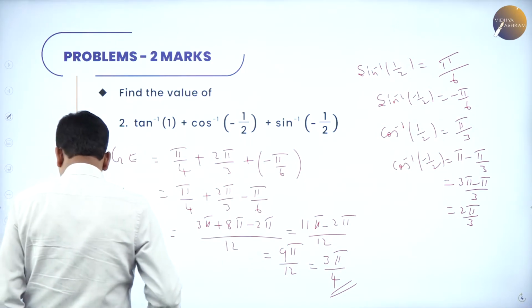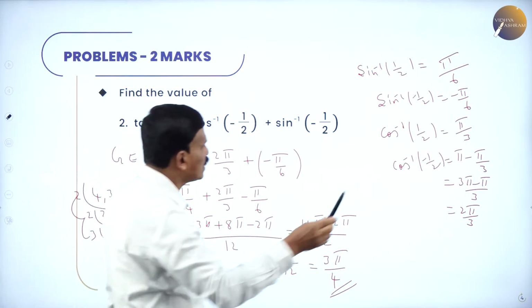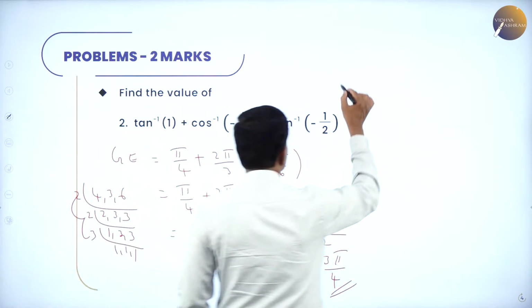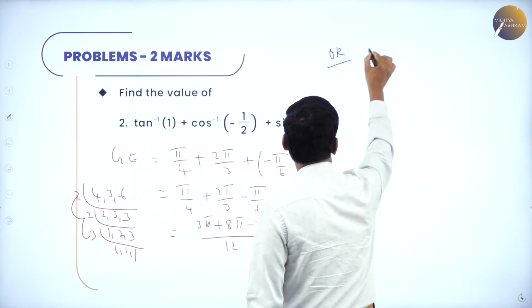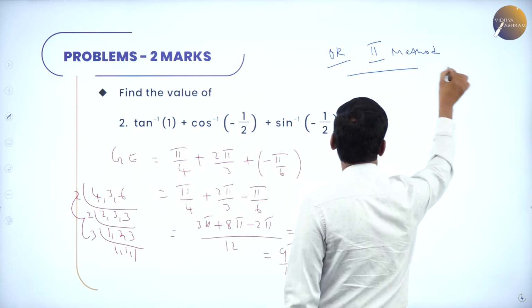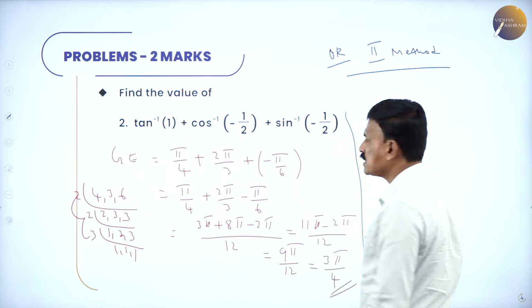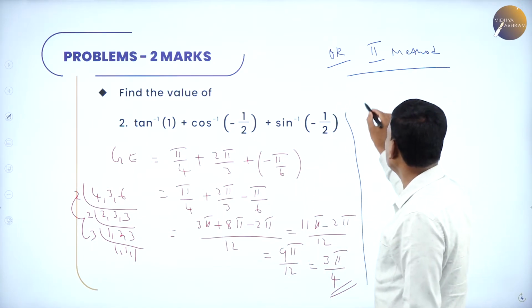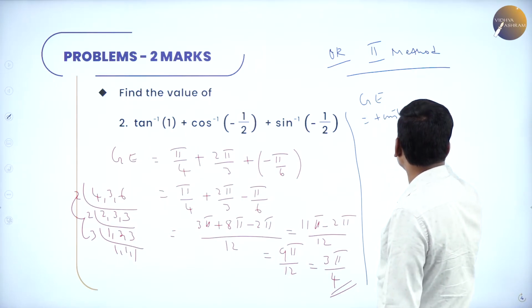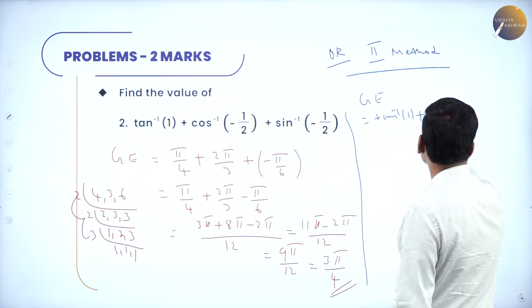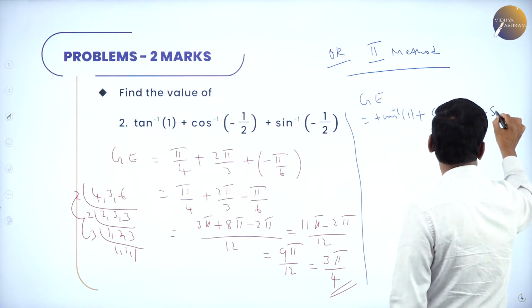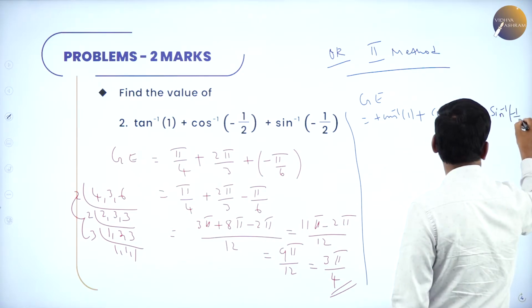Okay. Now, I will go to the second method. For the same problem, I will take the second method. Now, what is the given equation? The given equation is tan inverse 1 plus cos inverse minus 1 by 2 plus sin inverse of minus 1 by 2.